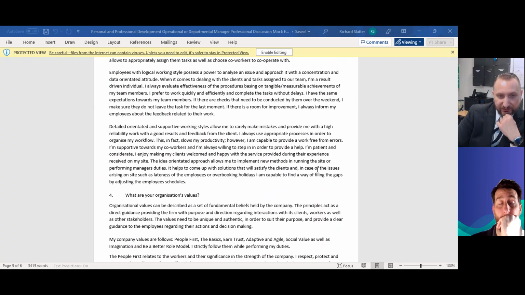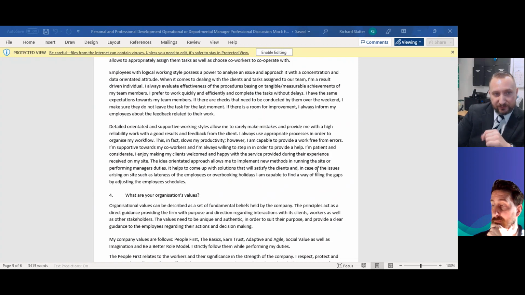If there are checks that need to be conducted by them over the weekend, I make sure that they don't leave the tasks for the last moment. If there is room for improvement, I always inform my employees by providing them with feedback related to their work.